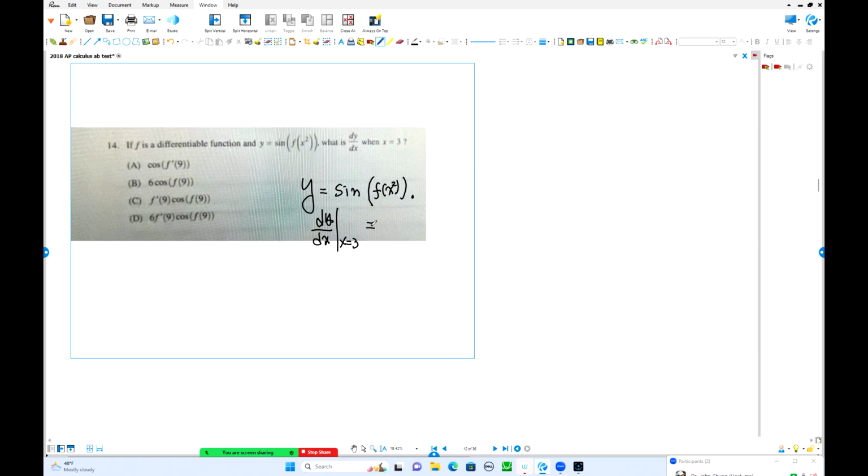We're going to find it in terms of f of x or f prime x. From here, dy dx: take the derivative of sine first, cosine, right? After that, we have f prime times the chain rule, f prime of x squared. Going to the inside, the derivative of x squared is how much? 2x. That is the chain rule, okay?